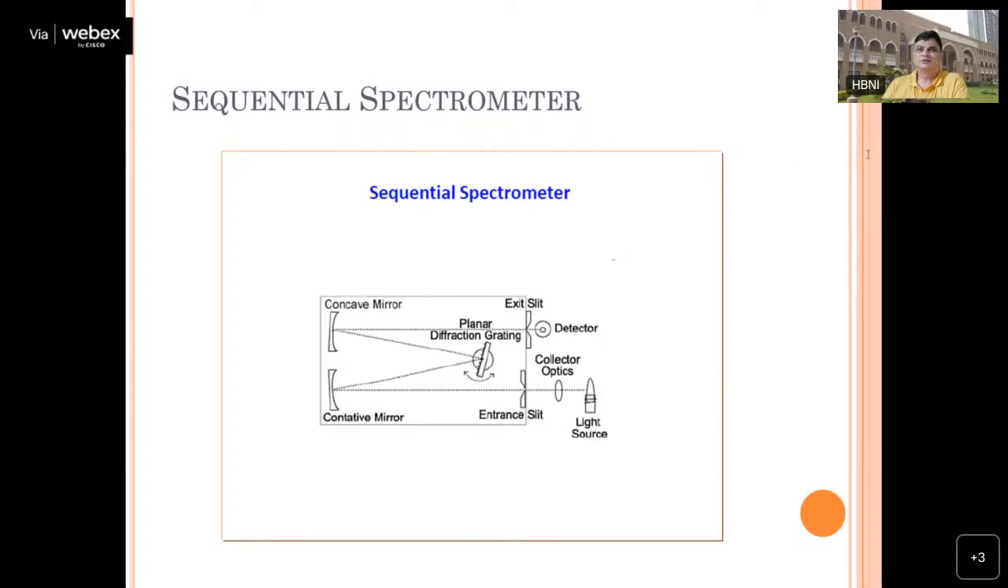Yeah, there is some question. So there is some interference in case of AAS. Yes, that's what I told you. There are many interferences in case of AAS. This interference may be chemical interference, ionization interference, or background interference.